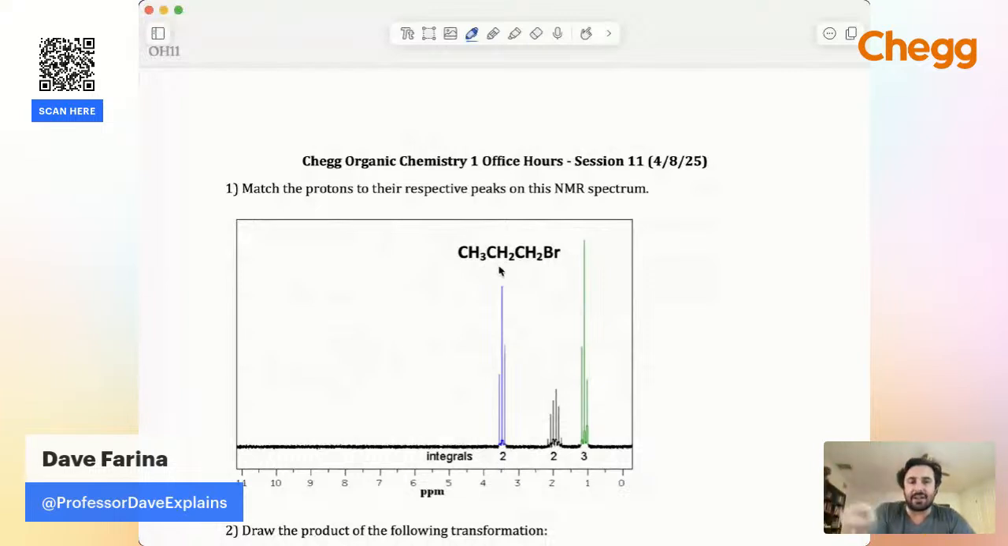As sigma bonds rotate, groups like this CH3 group are rotating, so those 3 protons are going to be able to see all the same environment here.